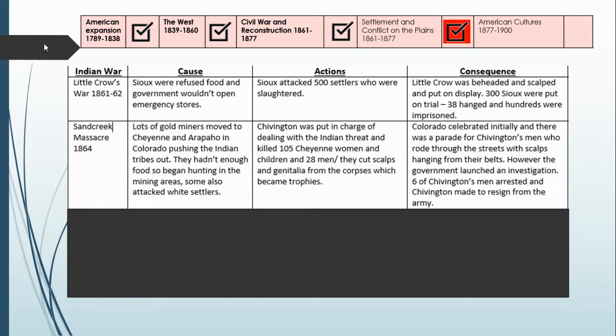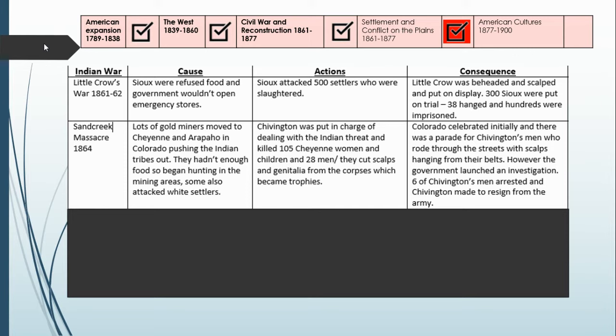Okay, we then have the Sand Creek Massacre of 1864. The cause of this was lots of gold miners moved to Cheyenne and Arapaho in Colorado, pushing the Indian tribes out. They hadn't enough food, so began hunting in the mining areas, and some also attacked white settlers. So again, it is because white Americans have encroached onto their areas, and they begin to attack white settlers in anger, really, of the fact that their food, their land is being taken.